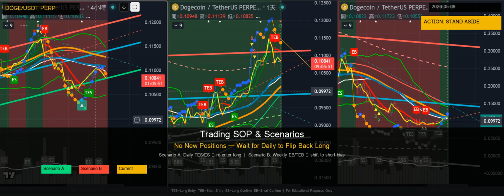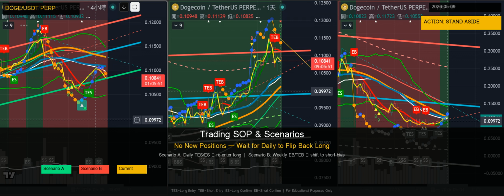Now let's look at the two key scenarios going forward. Scenario A, daily recovers long. The daily TEB is just a temporary high zone pullback. The daily prints a new TS or ES signal. The 4-hour TS holds and eventually prints an ES confirmation. This would restore the weekly long plus daily long alignment, and you can re-enter longs on the next 4-hour TS or ES signal. This is the scenario where Doge resumes its recovery rally.